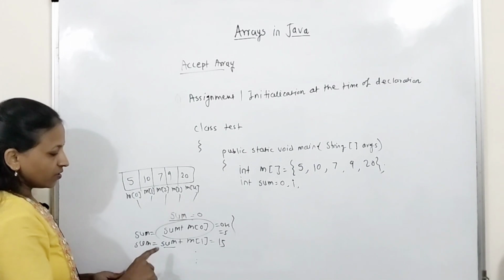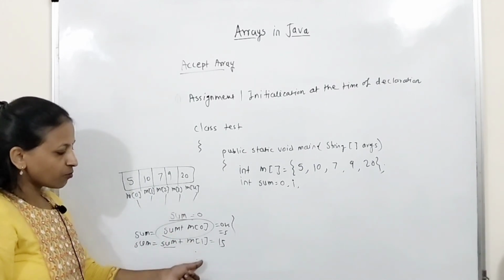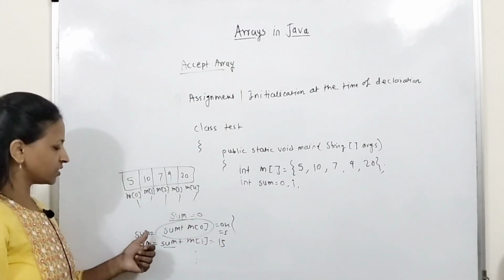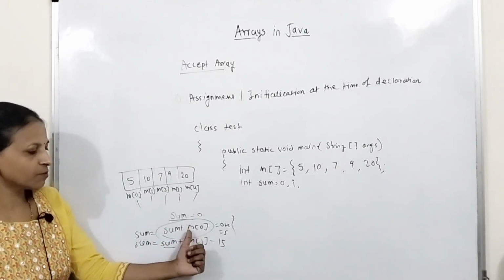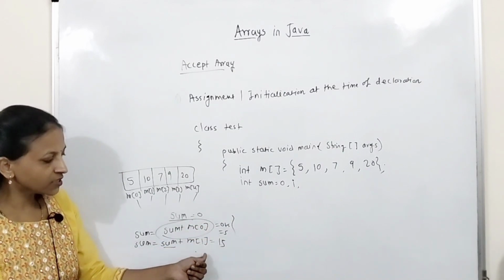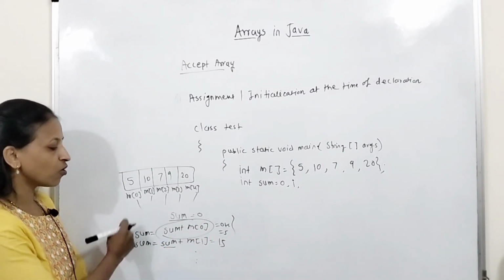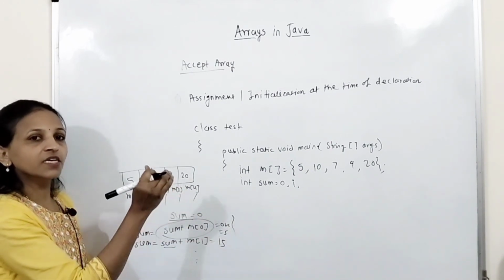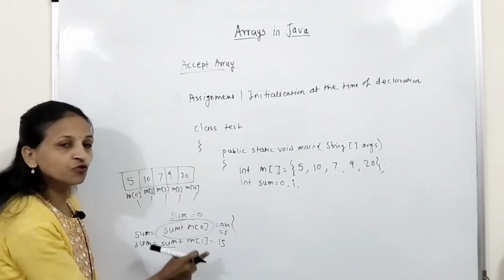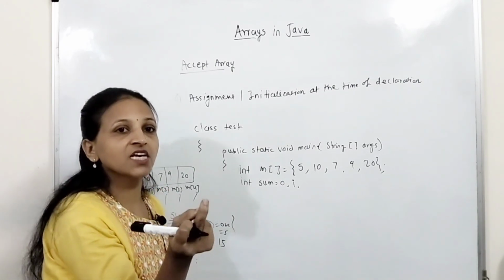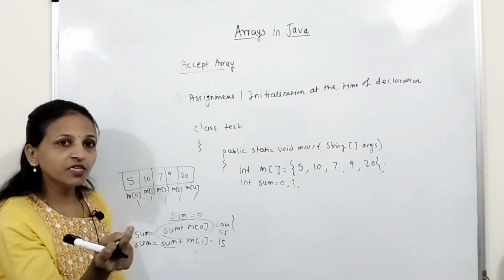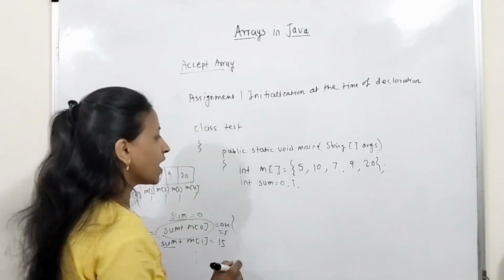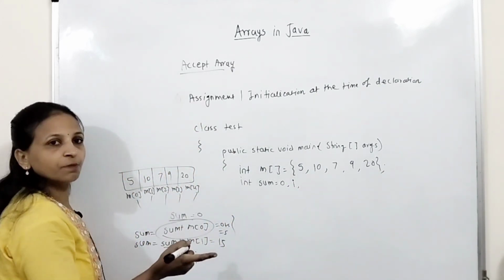Now see here: sum plus m of 1, sum plus m of 2, m of 3, m of 4. The statement is the same everywhere. See, sum equal to sum plus m of 0, m of 1. Only the index is changing. That's why instead of writing all these statements one by one, we can put a loop here. Only instead of 0, 1, 2, we will just use that index I. Getting my point? See what we have to do here, and for that I have taken the I variable, the I counter, for indexing purpose.